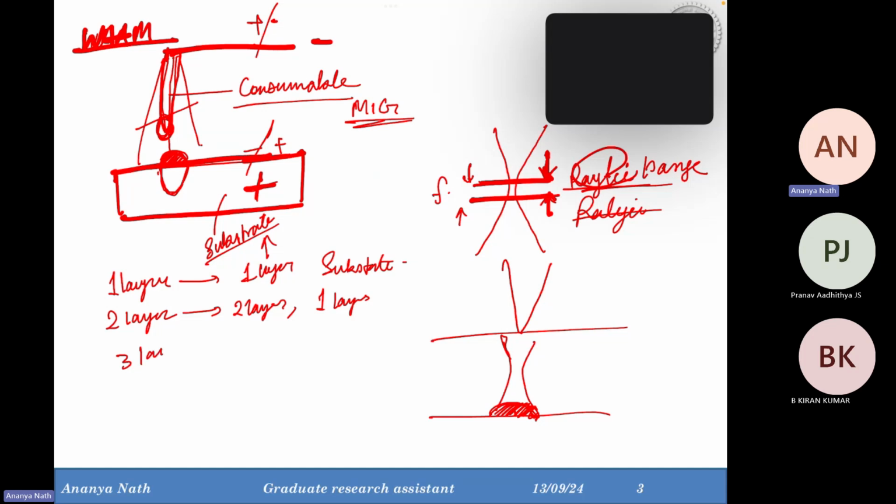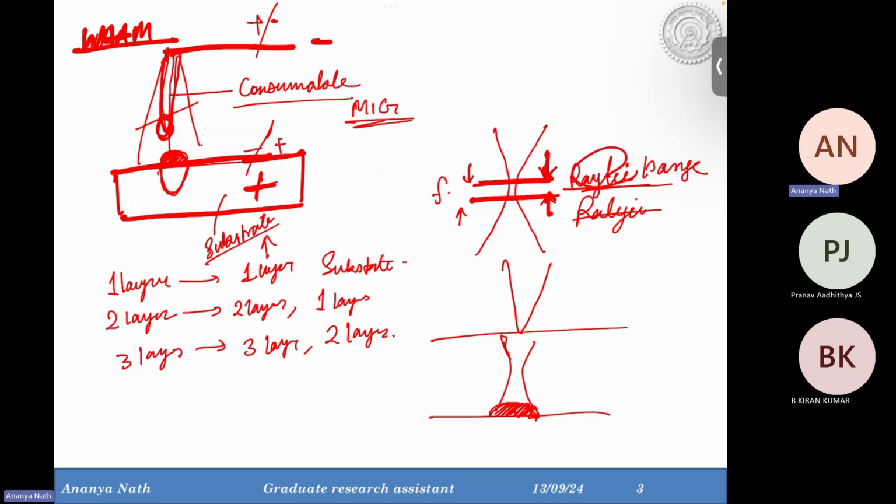When you are printing the third layer, your bead is the third layer, but your substrate is the second layer. So if you are continuing this process with multiple layers, and if you are getting very high penetration depth for each layer deposition, it may happen that at the time of fourth layer printing, your bead is the fourth layer, but as your penetration depth is very high, your penetration is going up to the first layer. And even it is melting the substrate as well.